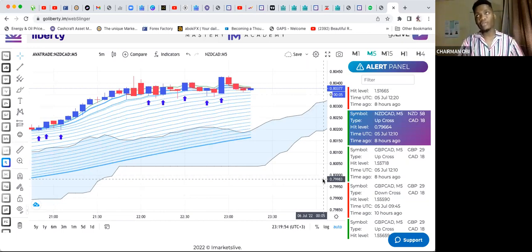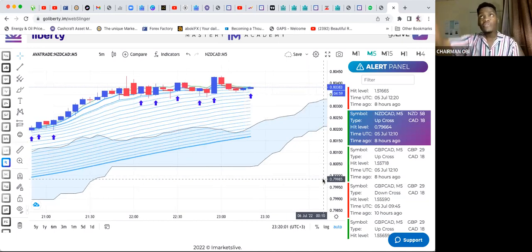Now, this is more of a sentimental strategy. It's not technical, where you go to TradingView, draw this line, draw that one. It's not like that. Webslinger deals mostly with sentiment. How is the market feeling? What do you think the market is going to do in the next 5 minutes?